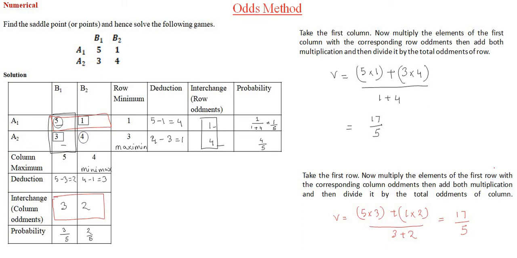So this is how we calculate the game without saddle point using the odds method.